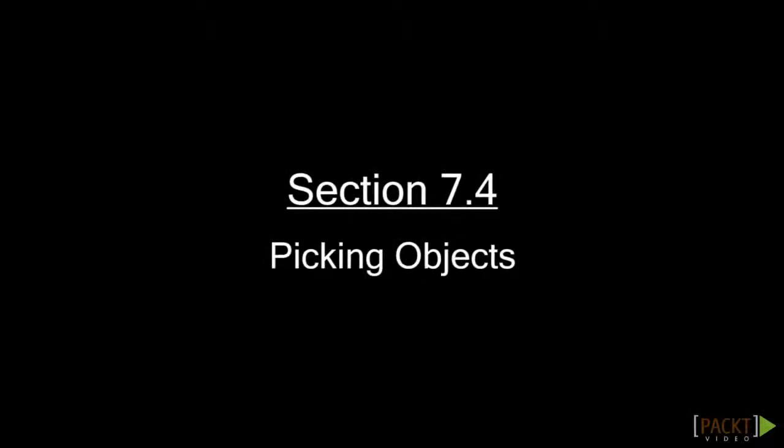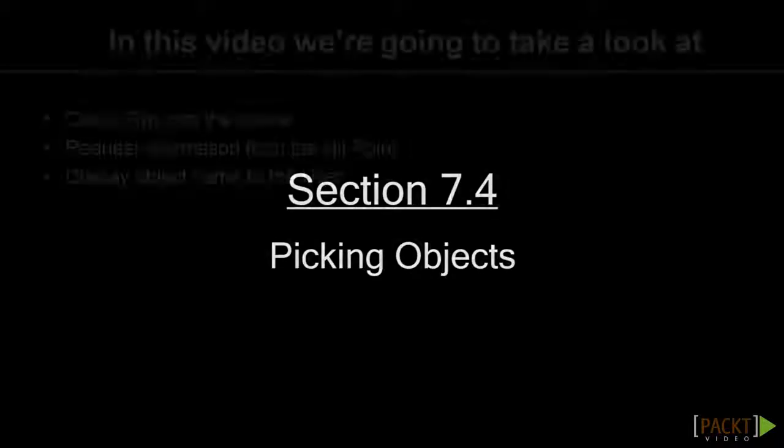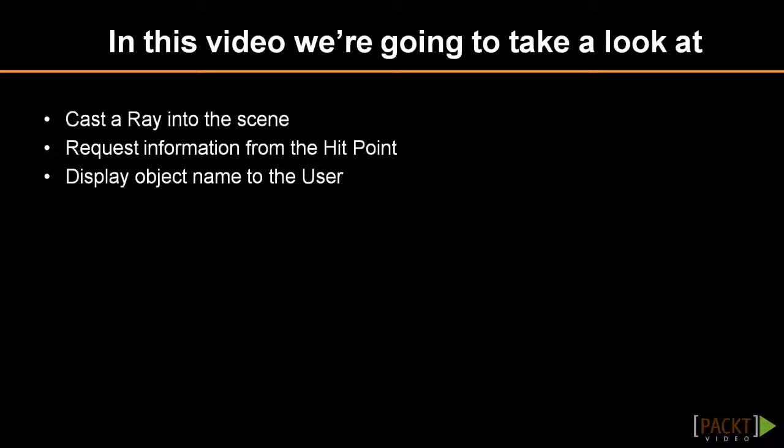This is the fourth video of section 7 on scripting. In this video, we'll learn how we can pick an object on screen. This is useful to select an object for more information, such as displaying material, cost, or structure data.